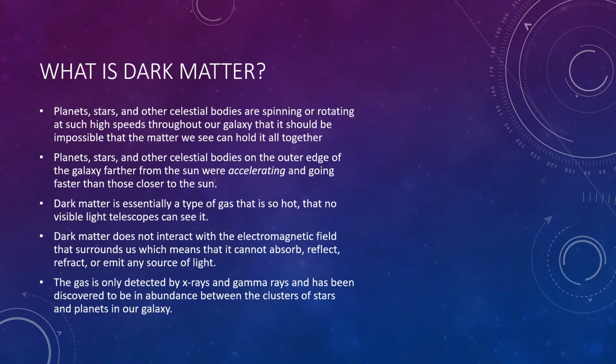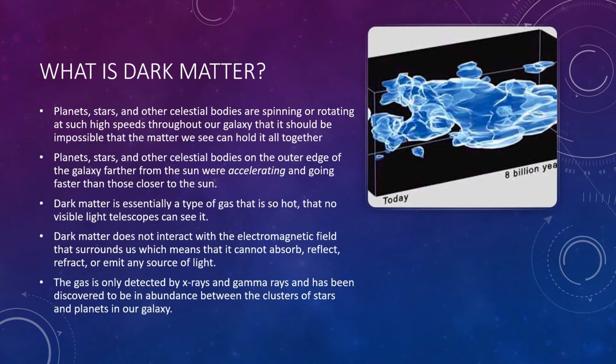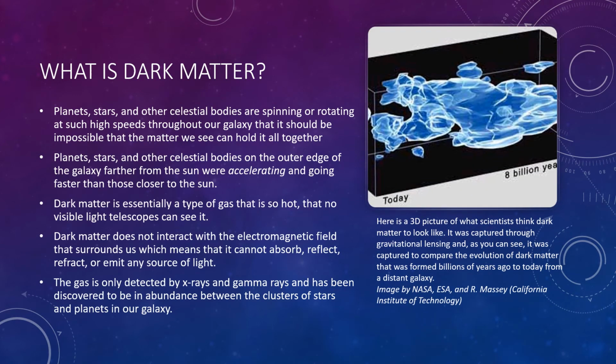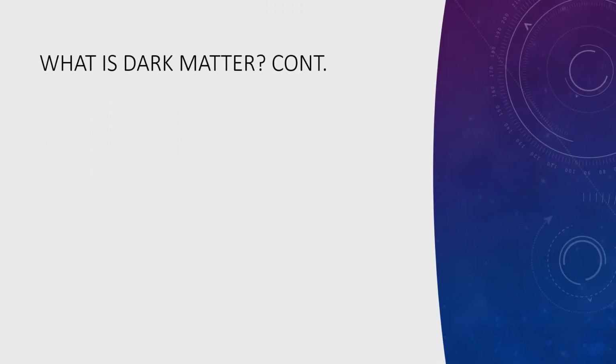The gas can only be detected by X-rays and gamma rays, and has been discovered to be in abundance between clusters of stars and planets in our galaxy. Here there's an image of dark matter that we've gotten through gravitational lensing, which I'm going to talk about later. And here it shows the difference between dark matter that was found 8 billion years ago in a far-off galaxy, and one that's found closer to today. It's really interesting how there are different places that you can find dark matter. So essentially, I'm going to go through this really quickly.